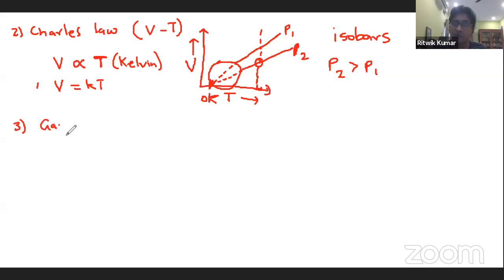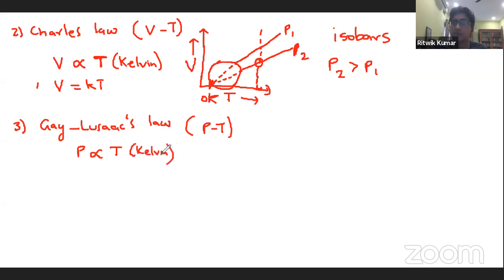Next, we move on to Gay-Lussac's law. This is a pressure temperature law. By this law, they determined that pressure is directly proportional to temperature, again in Kelvin, at the same volume and the same amount of gas. That always holds true. So if we take a pressure temperature graph, it'll be a linear relation with a positive slope.